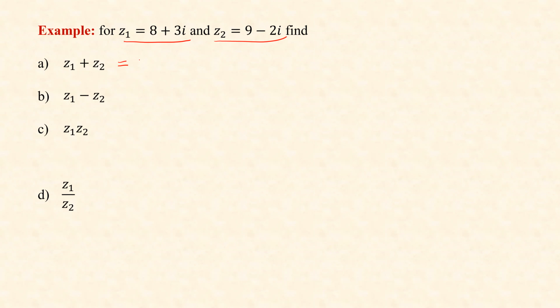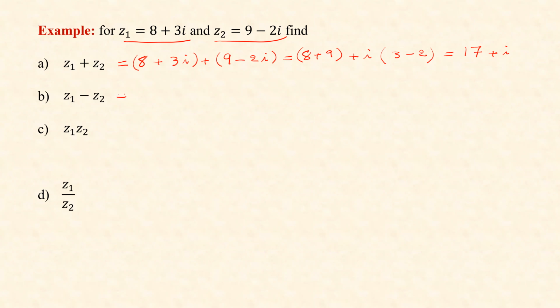You add the real parts, so we write 8 plus 3i plus 9 minus 2i. And then you add the real parts, 8 plus 9 as the real part, and plus i times 3 minus 2, right? So it becomes 17 plus i, or 1i. When it is 1, we don't write the 1 as in algebra. So 17 plus i will be the sum of these two.